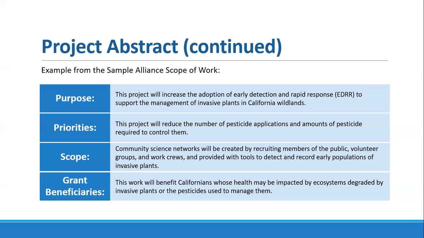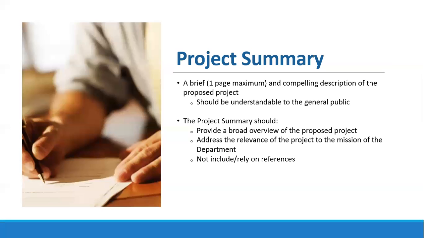Community science networks will be created by recruiting members of the public, volunteer groups, and work crews, and provided with tools to detect and record early populations of invasive plants. A description of the grant's potential beneficiaries. This work will benefit Californians whose health may be impacted by ecosystems created by invasive plants or the pesticides used to manage them. And then the project abstract is essentially expanded into the project summary, which follows directly after.